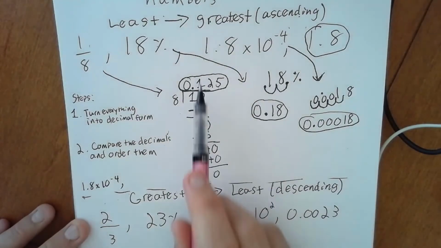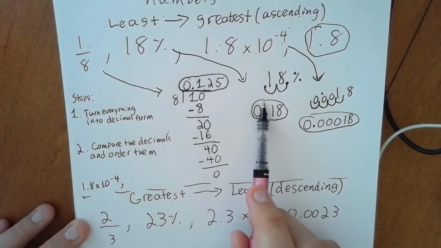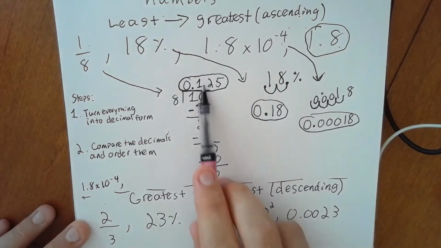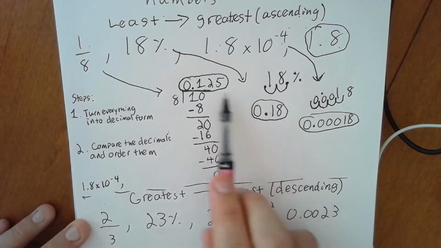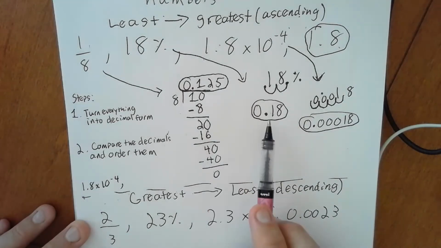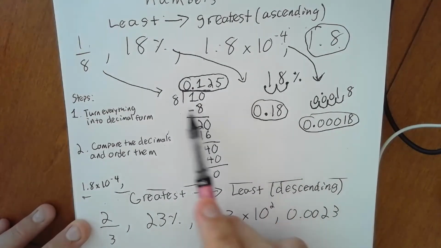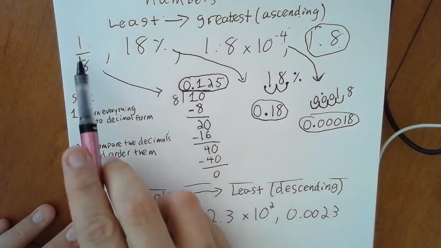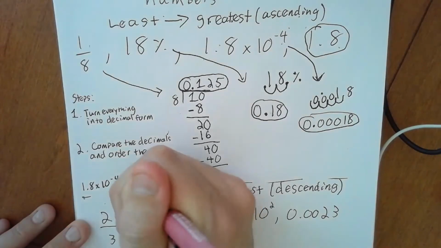Now I need to determine which of these two is my second smallest because we already said both of them are smaller than this one. So they both had a 1 in their tenths place. Now we got to go to the hundredths place. 2, 8. 2 is smaller than 8. So that means the 0.125 is my second smallest, but we need to write it in its original form, 1/8.